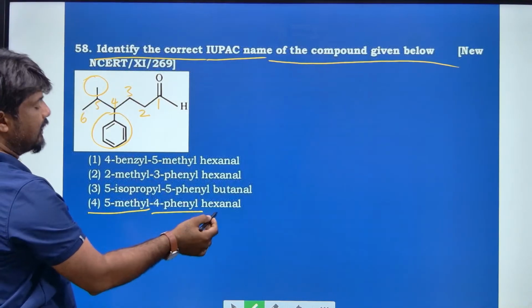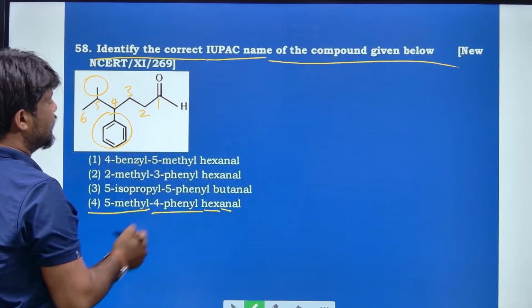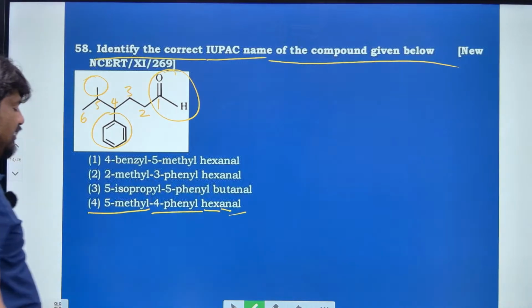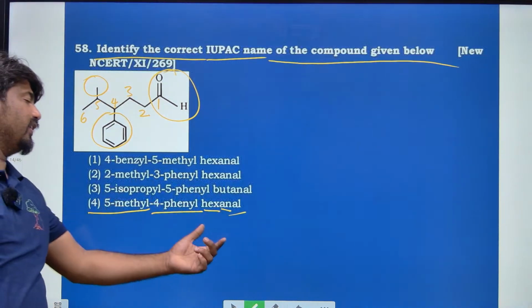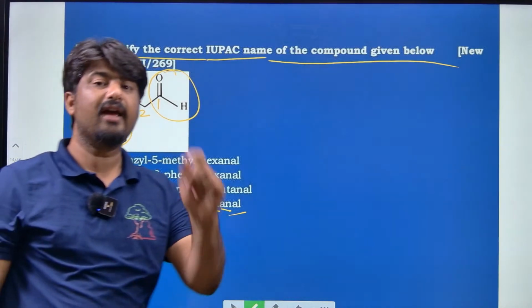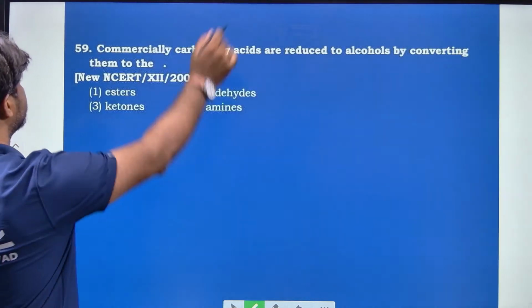Then there are 6 carbon atoms. All are having single bonds, that is 'an'. Then there is an aldehyde group, with the aldehyde suffix 'al'. So it is 5-methyl-4-phenylhexanal. Option 4 is the right answer for this question. Well, dear, so let's go to the next problem.